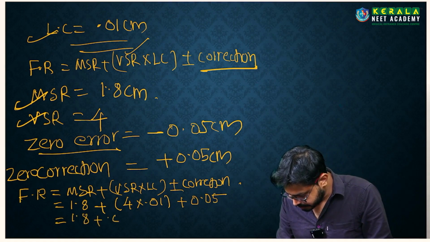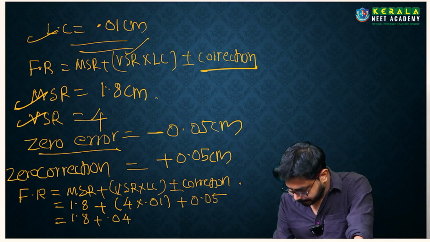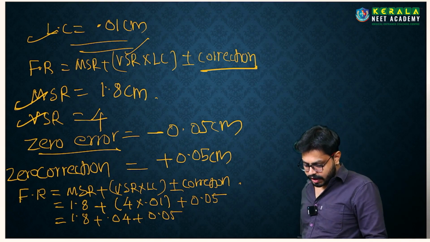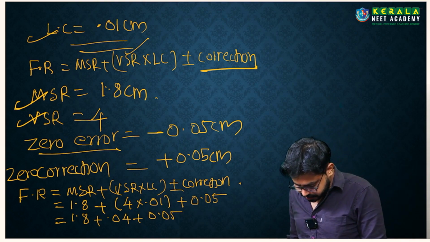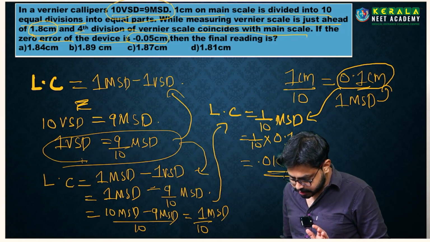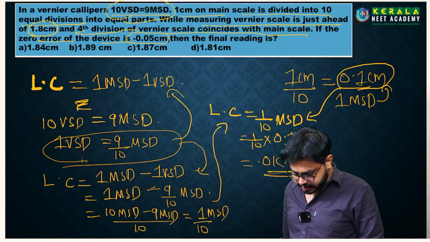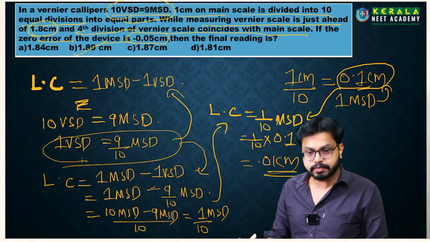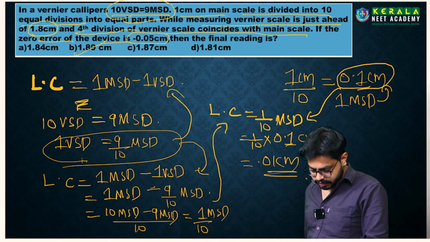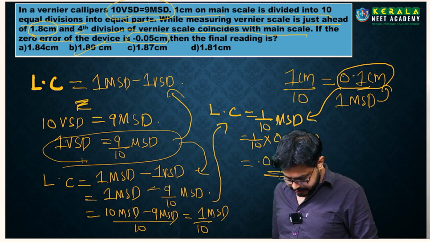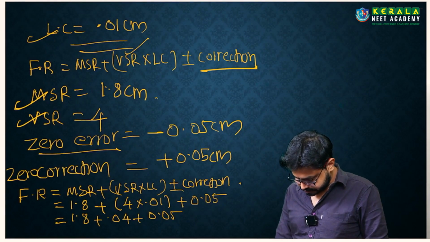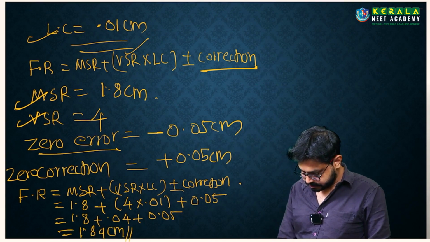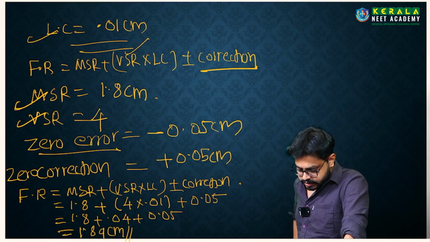Okay. So what is the answer? 1.8 plus 0.04 plus 0.05. So 1.84 plus 0.05. You can look at the options. What option is given? 1.84 plus 0.05, what is the answer? 1.89 is an option. Okay, so the answer is 1.89 centimeter. So that is the answer.